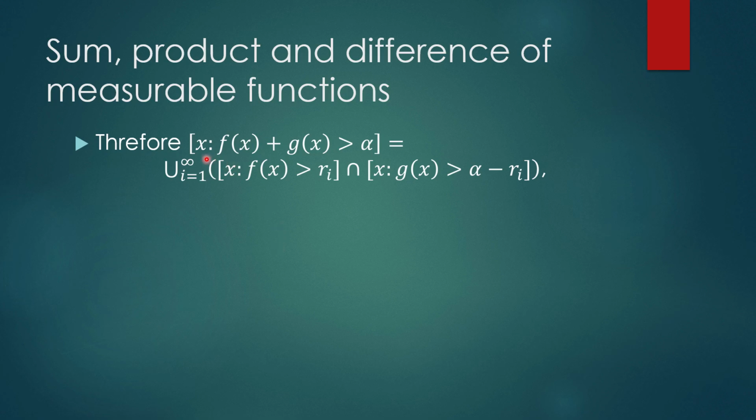From this we have the equality: the set of x such that f of x plus g of x is greater than alpha is exactly equal to this union. This side is A, this side is B, so A is equal to the union.